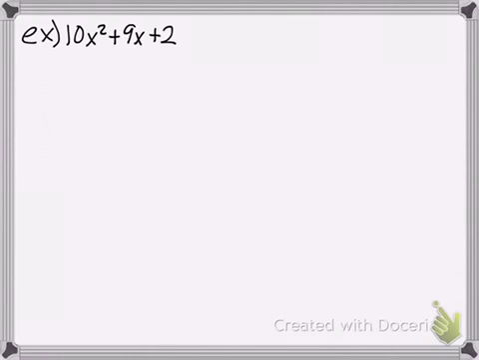Alright, so here's the example, 10x squared plus 9x plus 2. So the first thing you need to do is understand that the 10 is in position A and the 2 is in position C. And the first step is to multiply A times C. So just multiply 10 times 2, and you would get 20. Once you do that, you need to now ask yourself the question, what factors of 20 would multiply to give you 20, but also add to make 9?